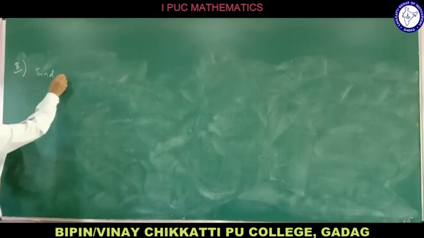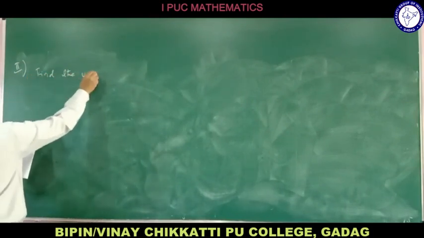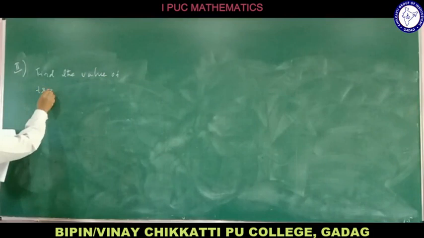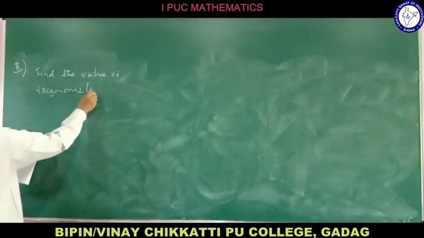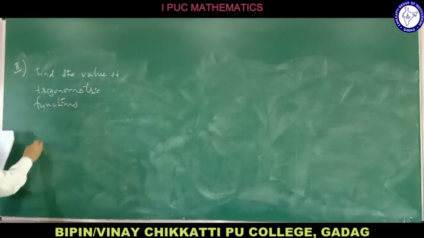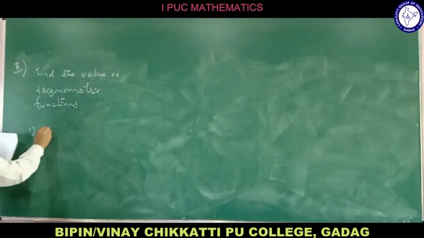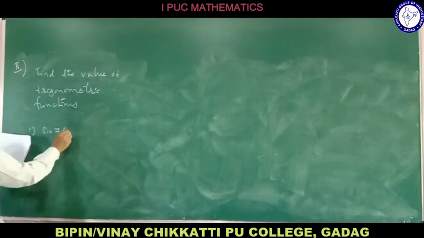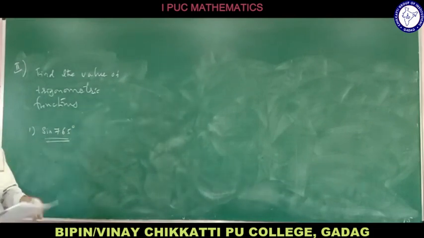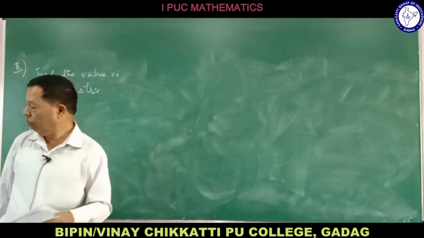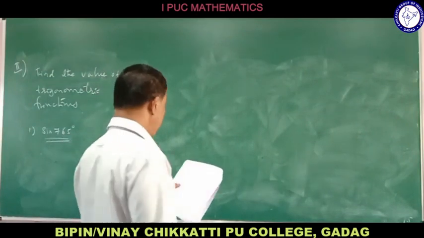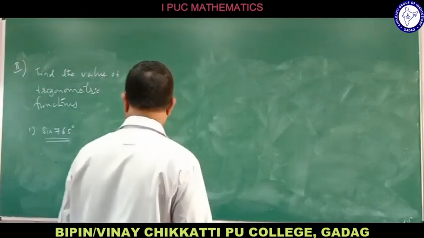Find the value of, look here clearly, the value of trigonometric functions. We have to find out the value of trigonometric functions. Number 1, sine 765 degree. You have to find out this. So here, as you know, the angle is more than 360 degree. Then you have to go for what? Convert into less than 360.